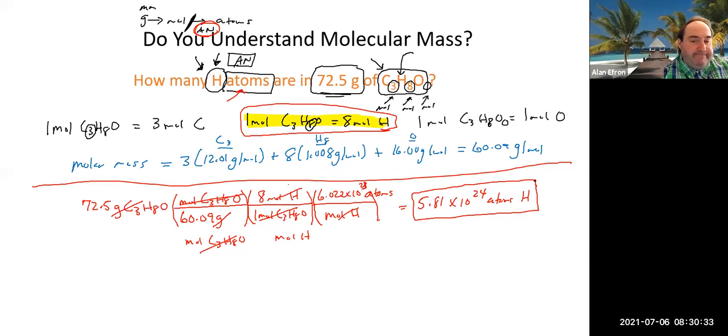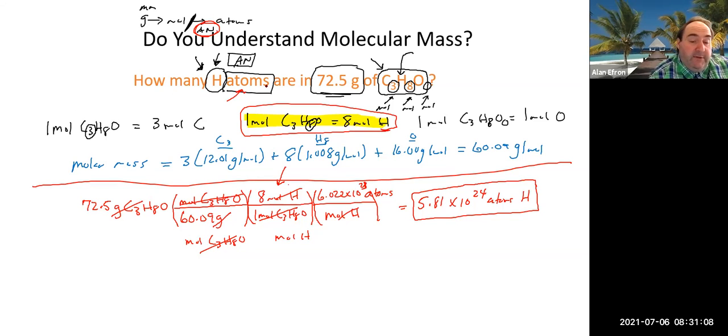Any questions on that? So that is a very common question that sometimes comes up, where you're not interested in the entire compound or formula, but you're interested in one part of it, maybe the hydrogen or the carbon or the oxygen. You obviously could do the same calculation for the carbon in this problem or the oxygen in this problem. The only difference would be right here. You would just substitute it out, obviously.